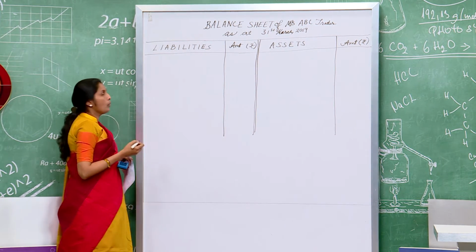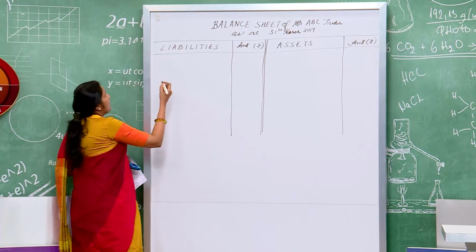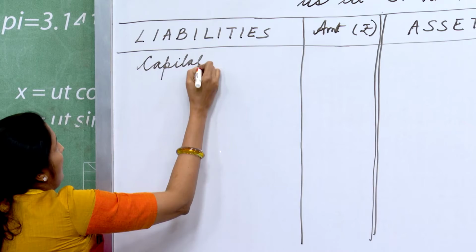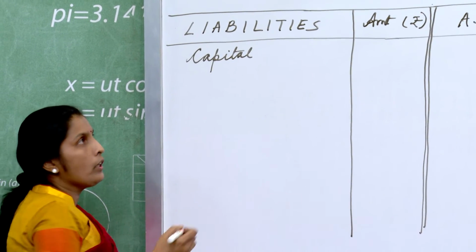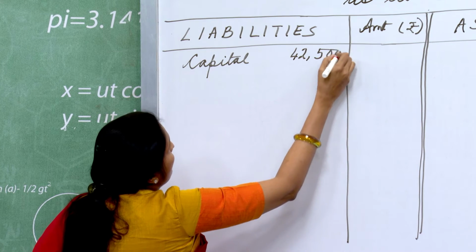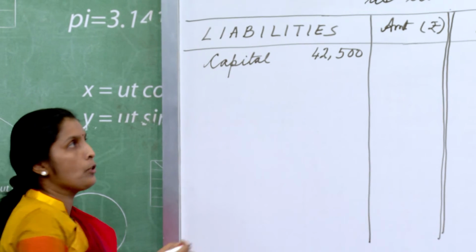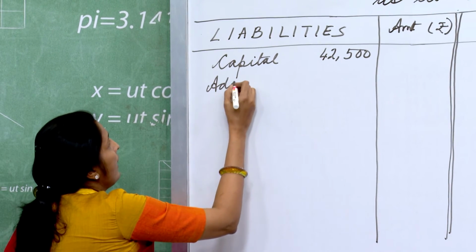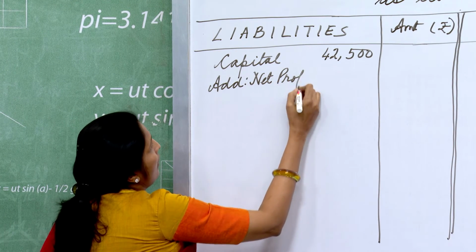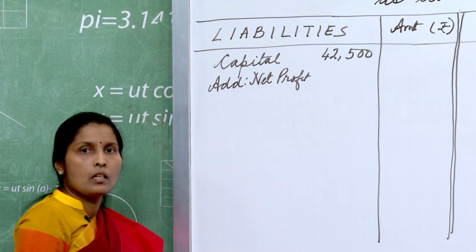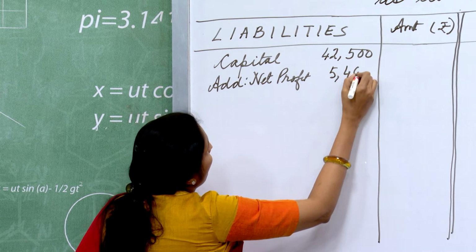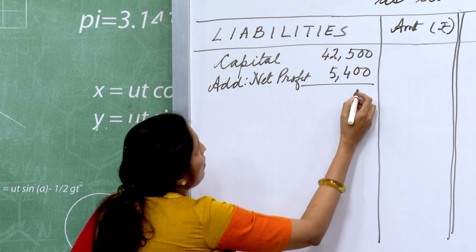So let's go ahead. We'll start with capital on the liability side. Now capital given to us is 42,500. To that we will add net profit. The net profit given to us is 5,400. So let's do a totaling over here.